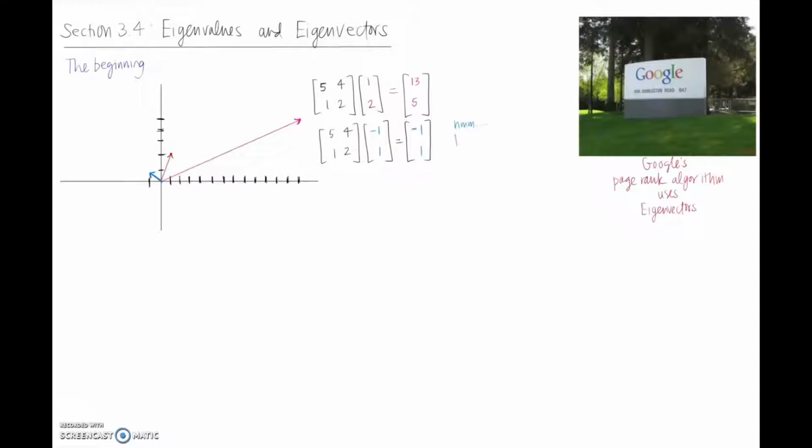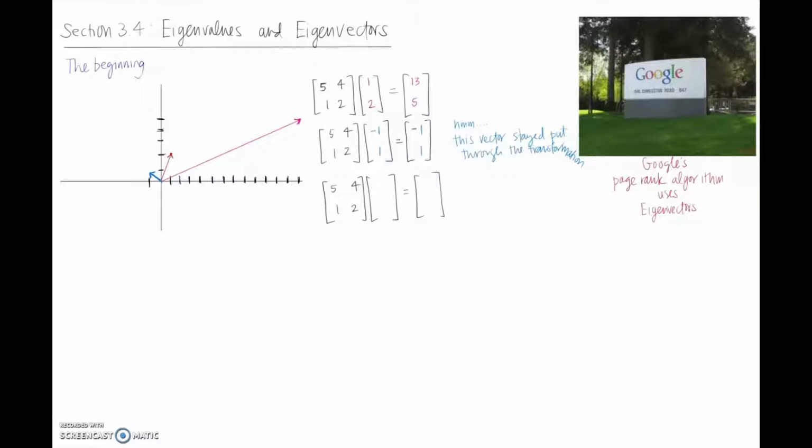So this is an interesting case. This vector stayed put, stayed where it was. The input equaled the output through the transformation. Let's try one more just so we can see what else there is to see.